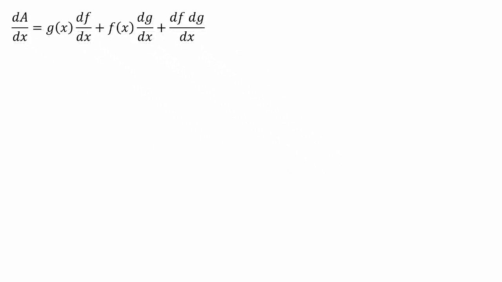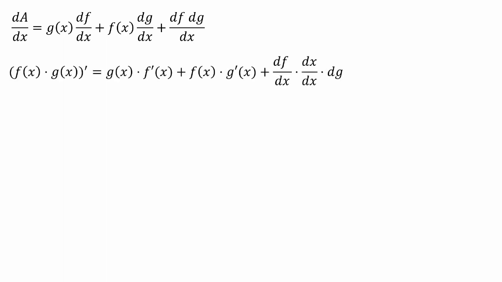We are now getting very close to what we know to be the product rule in calculus. Keep in mind that A is really the area of the rectangle, which is f of x times g of x. Therefore, dA over dx is really the derivative of the product of f of x times g of x. If we write this in the prime notation, we get f of x times g of x quantity prime is equal to g of x times f prime of x plus f of x times g prime of x plus an extra term. This extra term was originally df times dg over dx.